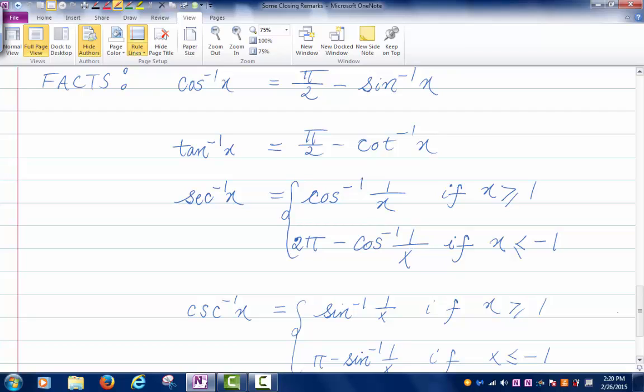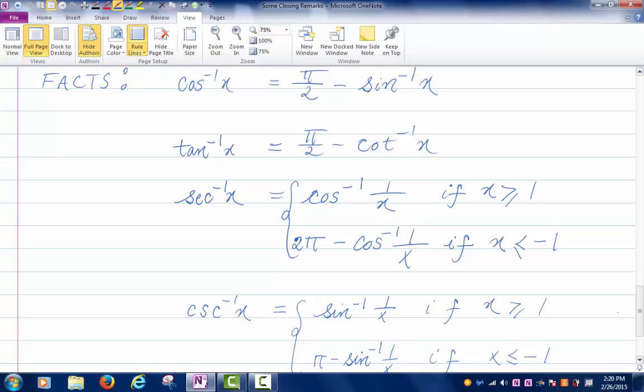Cosine inverse of x turns out to be the same as pi over 2 minus sine inverse of x. Tangent inverse of x turns out to be the same as pi over 2 minus cotangent inverse of x. You can prove them very, very easily. Secant inverse of x is equal to cosine inverse of 1 over x when x is larger than 1. And secant inverse of x is 2 pi minus cosine inverse of 1 over x if x is less than -1.